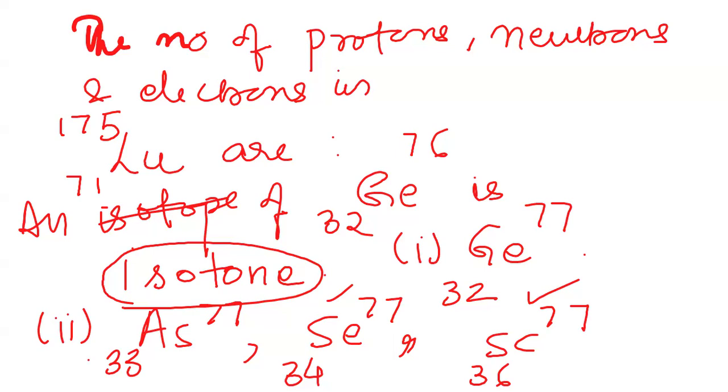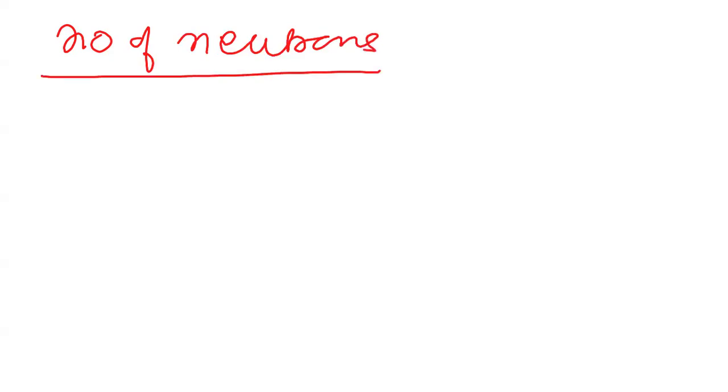It will be arsenic 77 33. Why? Because that is the closest. Isotone means the different elements which have the same number of neutrons. So it has to be the same. It should not be near to, it should be same. What is the number of neutrons in the case of this germanium?